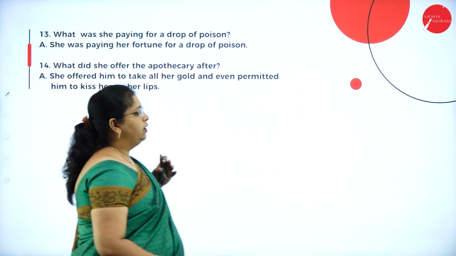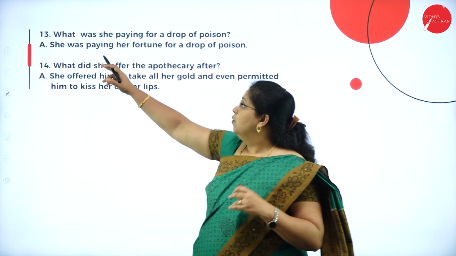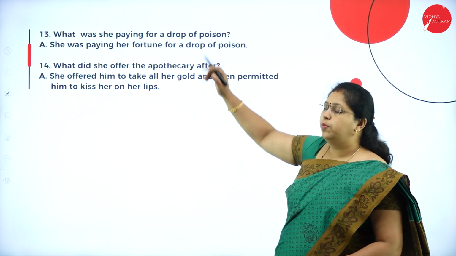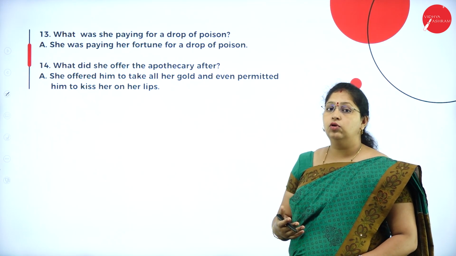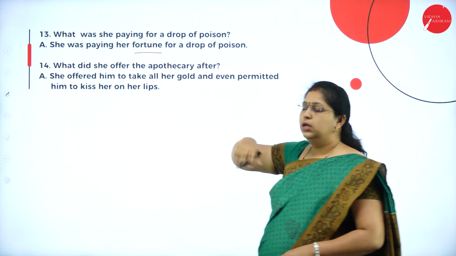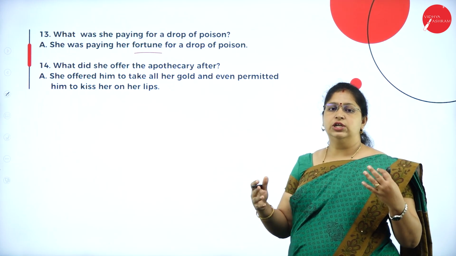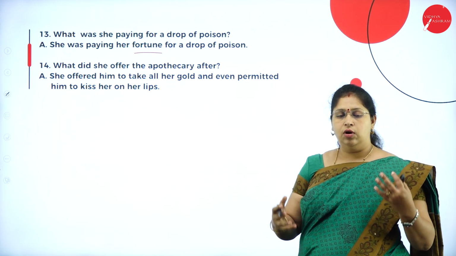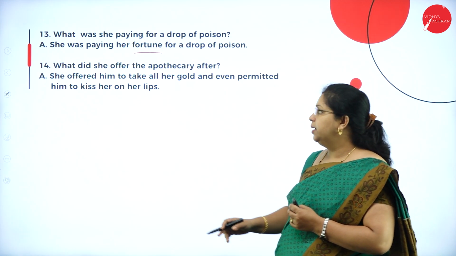Next, we have two more questions. What was she paying for a drop of poison? What was she ready to pay? She was paying her fortune. Fortune means the whole, whatever she had in her life, all that she was ready to pay to the laboratory.